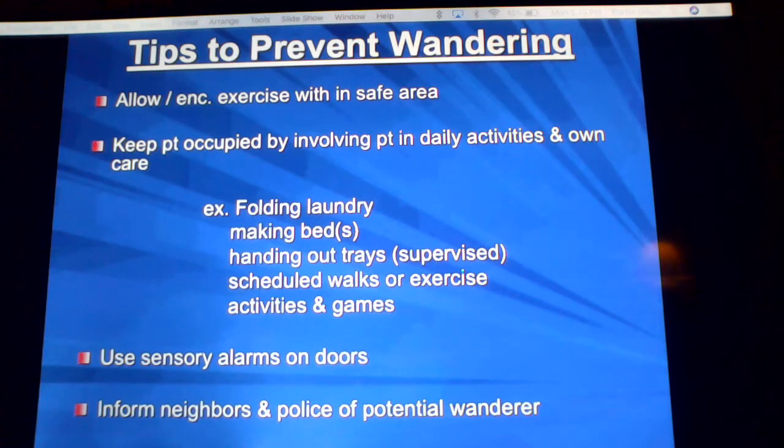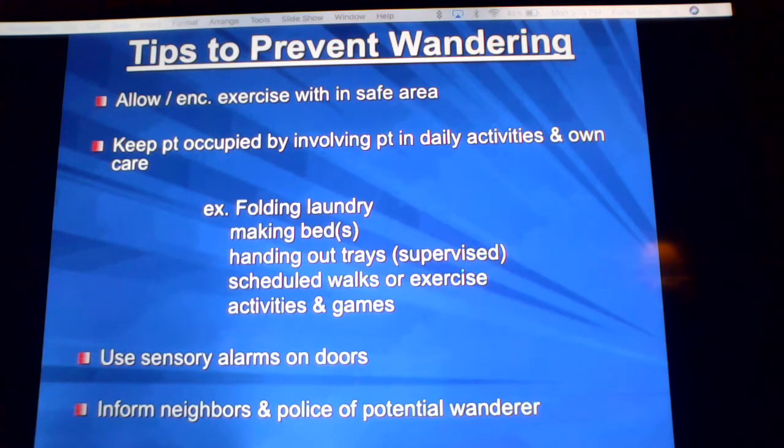Tips to prevent wandering. If people are wandering, we want to allow them to exhaust their energy during the day. There should be some type of exercise groups where they can get some exercise. We want to keep the patient occupied by involving the patient in daily activities and their own care. Maybe they can fold laundry. Maybe they can help us make beds. Maybe they can hand out trays under supervision. Of course, we're not going to let them do it on their own. We're going to make sure we're supervising them.